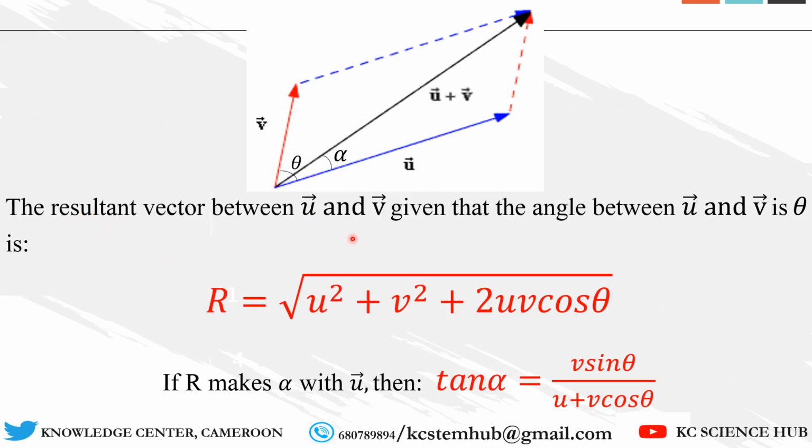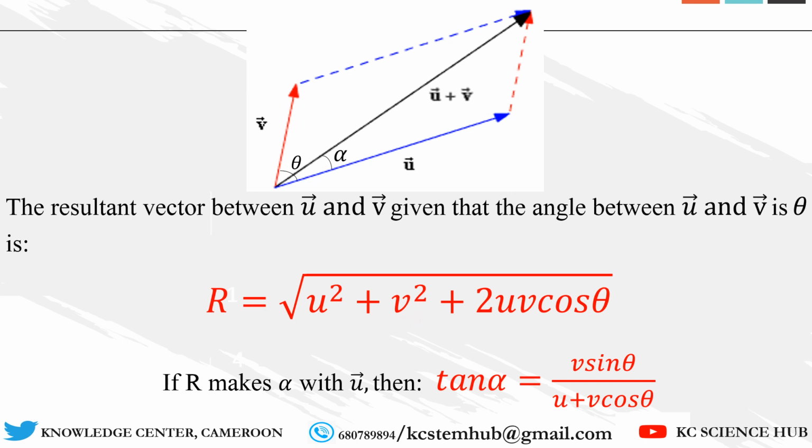So the resultant vector between u and v, given that the angle between u and v is theta, is simply the square root of u squared plus v squared plus 2uv cos theta. Now, if r makes an angle alpha with u, then tan alpha equals v sin theta over u plus v cos theta. I'm basically using this diagram to show that the resultant of these two vectors v and u, which we have said is also known as the sum u plus v, we can calculate like this, but there's a proof, and let's prove that.